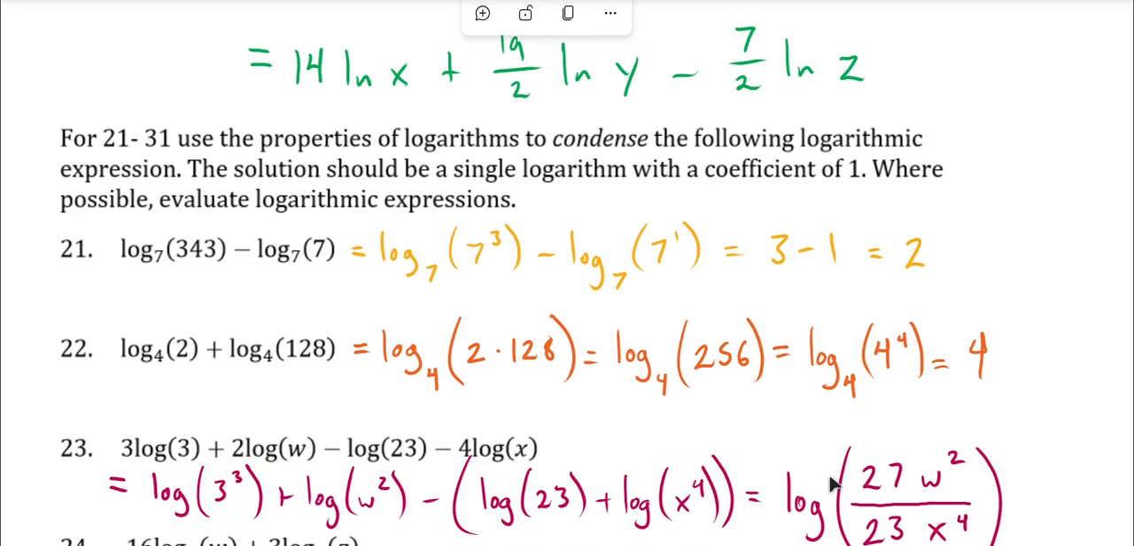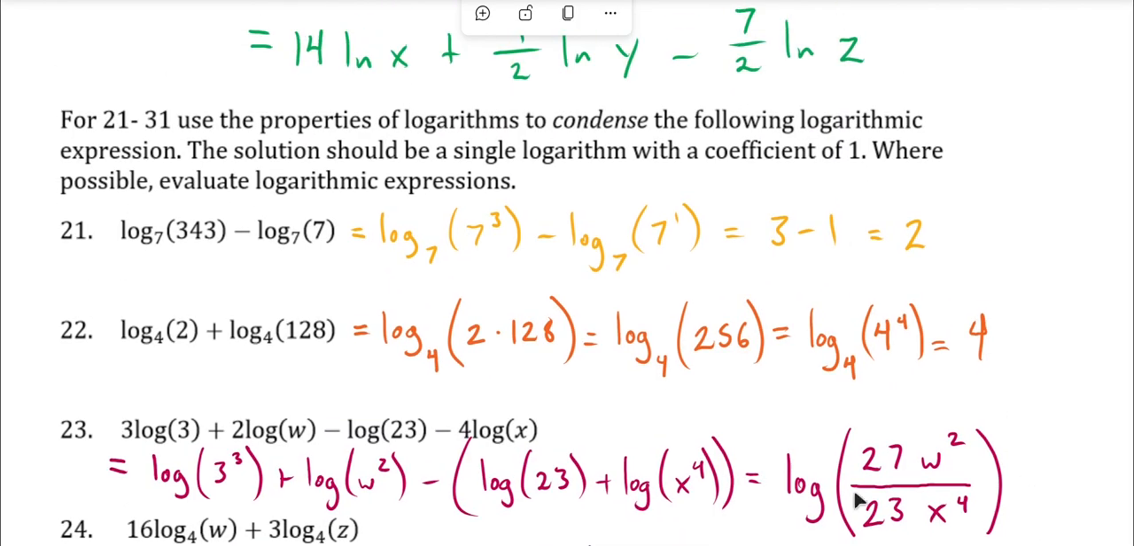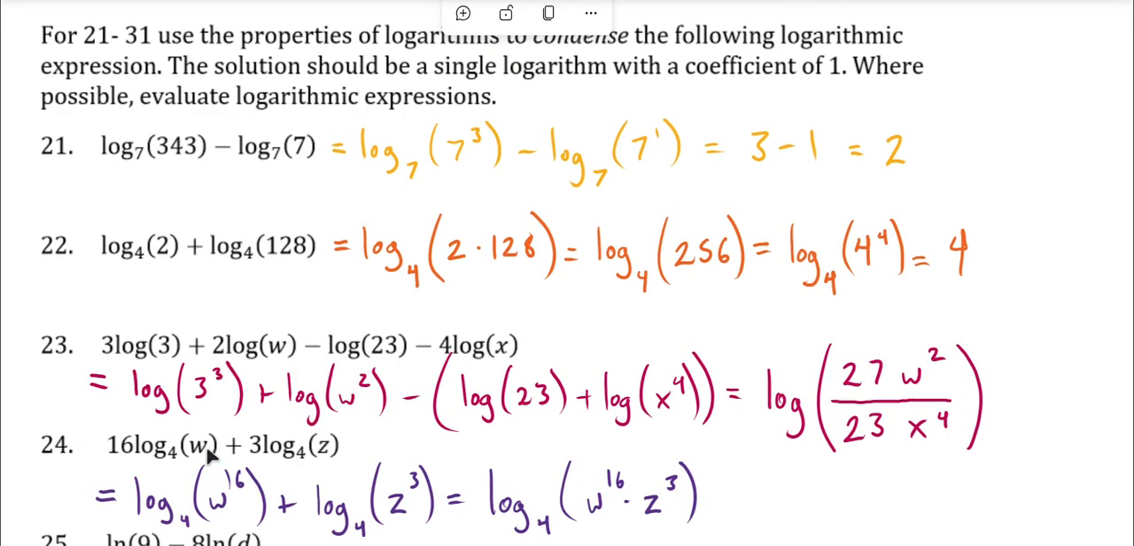3 to the third is 27, and w squared, we're going to multiply those guys together to compose our numerator of the argument. And that's the end, right? Now we've written things as a single logarithm. Let's do that again. Bringing our powers inside, we have w to the 16 and z to the third. And then this addition indicates that we should multiply them within the argument. Now we have a single logarithm of this one argument. We've had to step up each time. Remember, products out front go to powers inside, and addition between goes to multiplication within the logarithm.